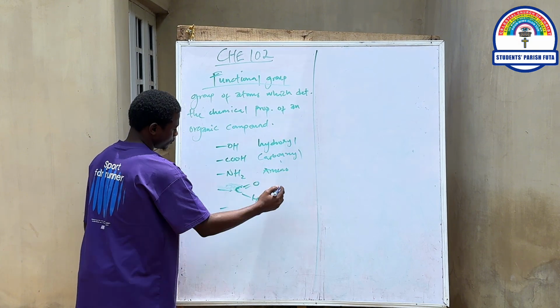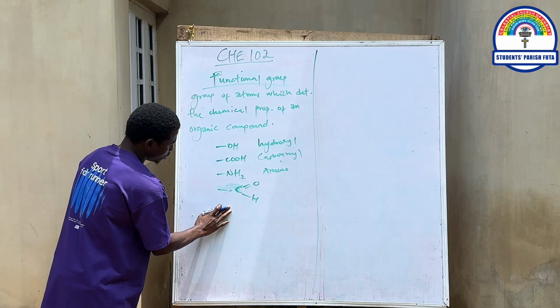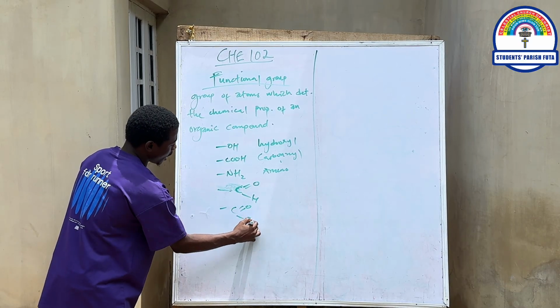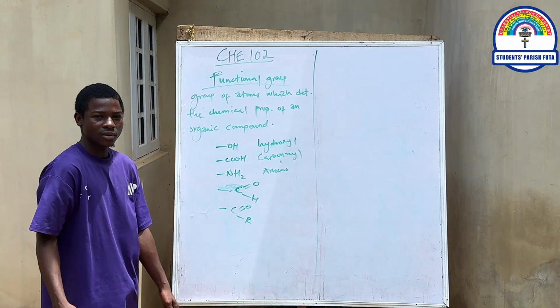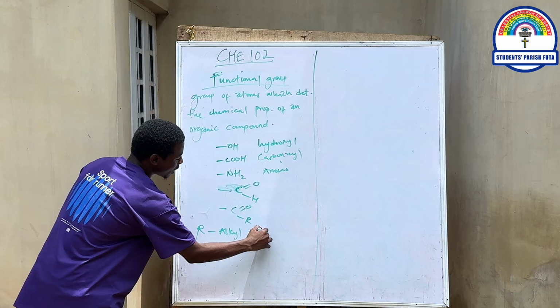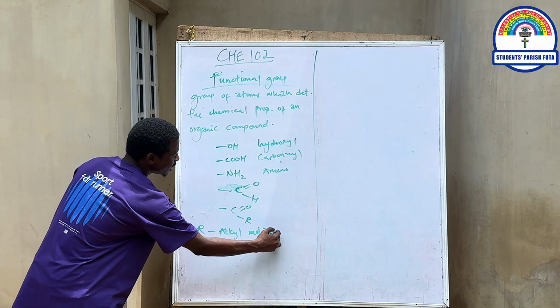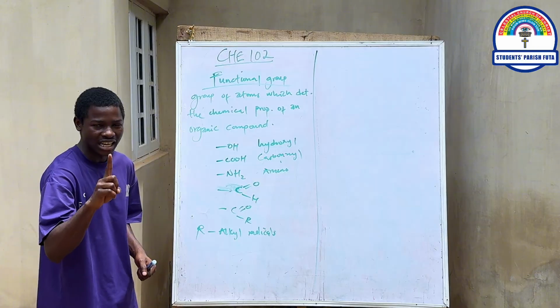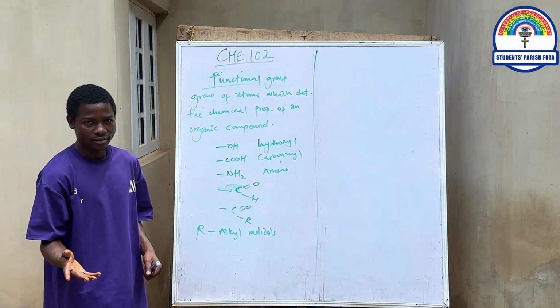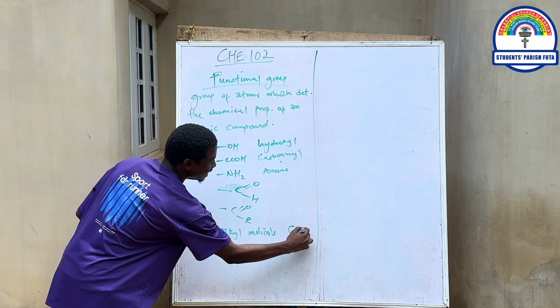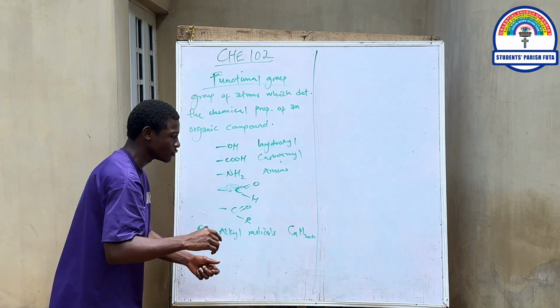The amino, you have the COR. So R will be representing alkyl radicals. What are alkyl radicals? Alkyl radicals are a group of atoms in which one hydrogen has been removed from the parent alkane. Alkane is CnH2n+2. Alkyl radicals are CnH2n+1. You remove just one from the hydrogen part.